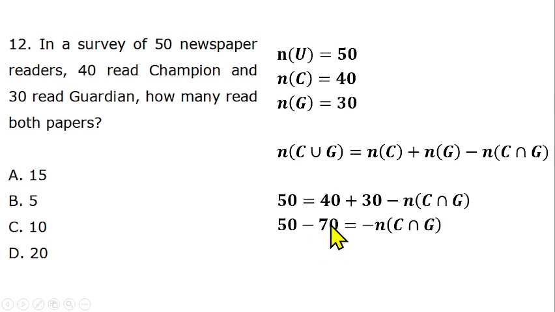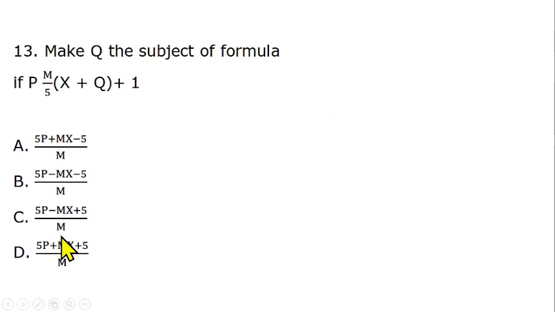So you have 40 plus 30 is 70. Collecting like terms, you have 50 minus 70 equals minus the people that read both. That will give us minus 20 here, equals minus the people that read both. So the minus will take care of the minus at both sides. So the people that read both Champions and Guardian will be 20. And option D is the correct option.